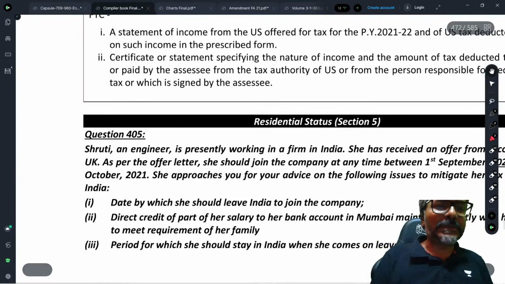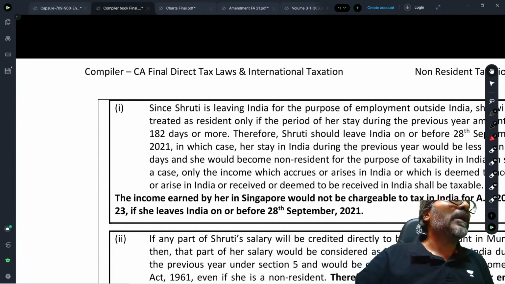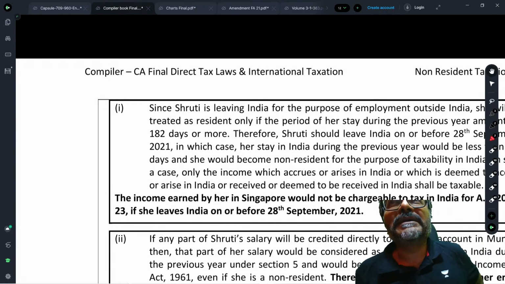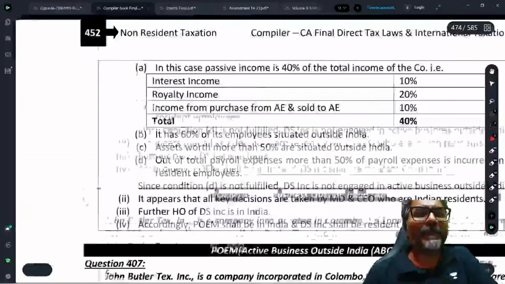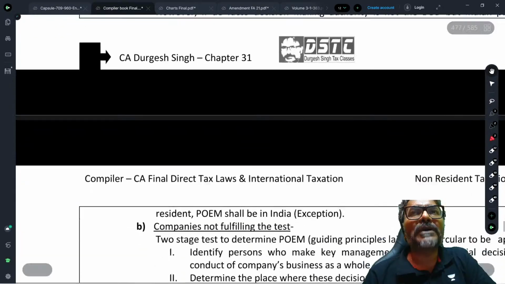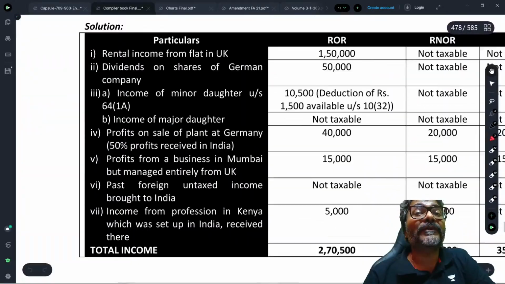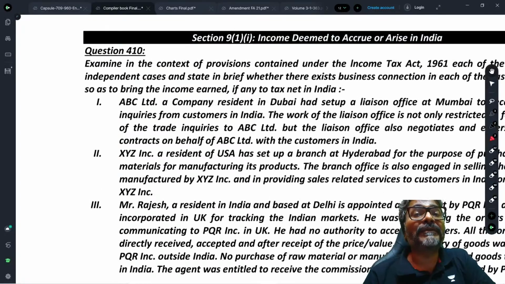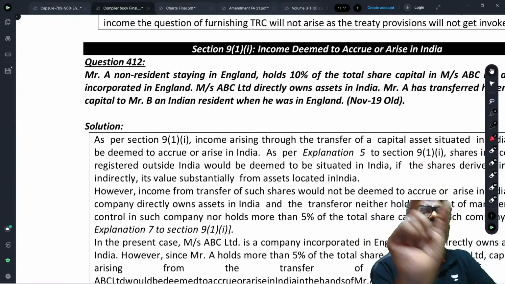The second point, students, is about the number of users. Suppose there is an app downloaded by many Indians resident in India, and the total number of users in India who have downloaded the app is, say, more than 3 lakhs. The very fact that the app has been downloaded by more than 3 lakh Indian users results into a significant economic presence of the non-resident. Even if he does not have any physical presence, this is the criteria.